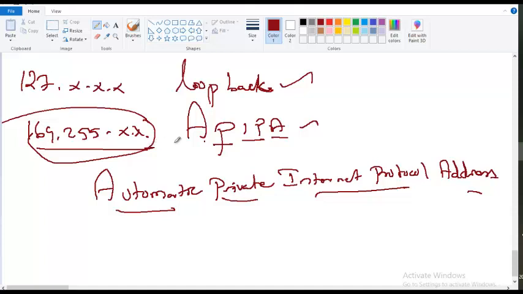This will not be used for communicating to the outside world. And why do you need this address? What is the purpose of this APIPA address? And if it is automatically generated, why is it generated, and when will it be generated?